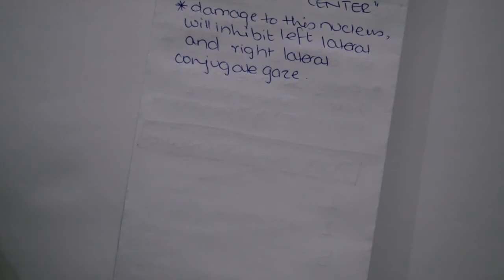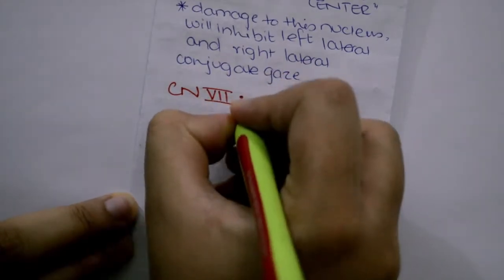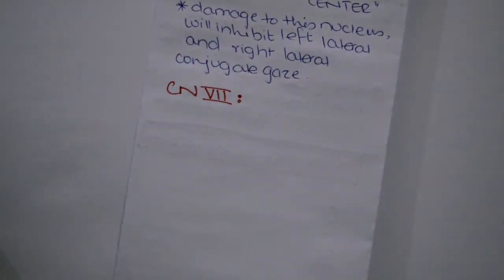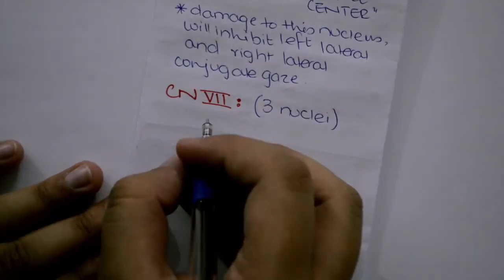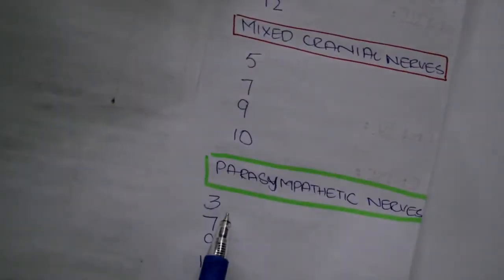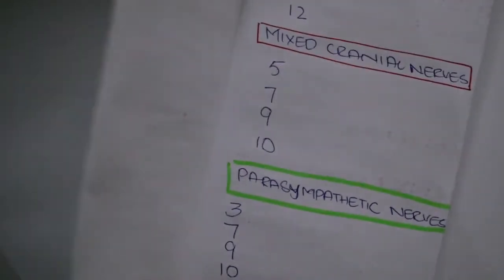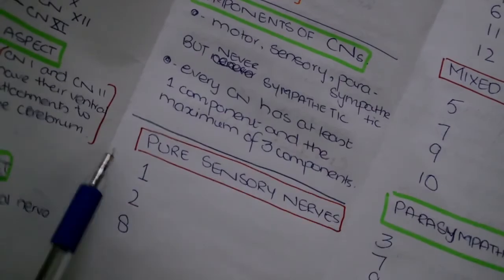Now we have the next cranial nerve, the seventh cranial nerve. The seventh cranial nerve has three nuclei. From previous knowledge, it has pure motor and then the parasympathetic component as well. It's not the third cranial nerve, I'm sorry.